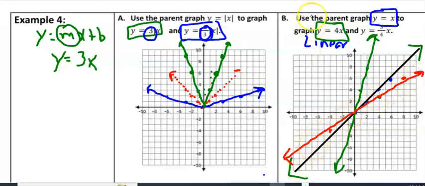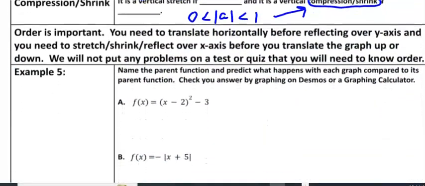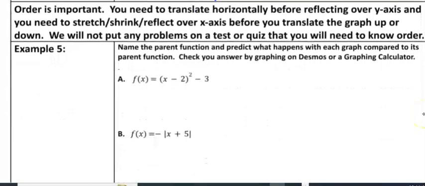So this was a stretch. This one here was a stretch, right? This one here is a what? A shrink or compression. Agreed? Okay. Order. You need to translate horizontally before reflecting over the y-axis, and you need to stretch, shrink, reflect over the x-axis before you translate the graph up or down. Okay? So you want to do all reflections first before you start shifting.